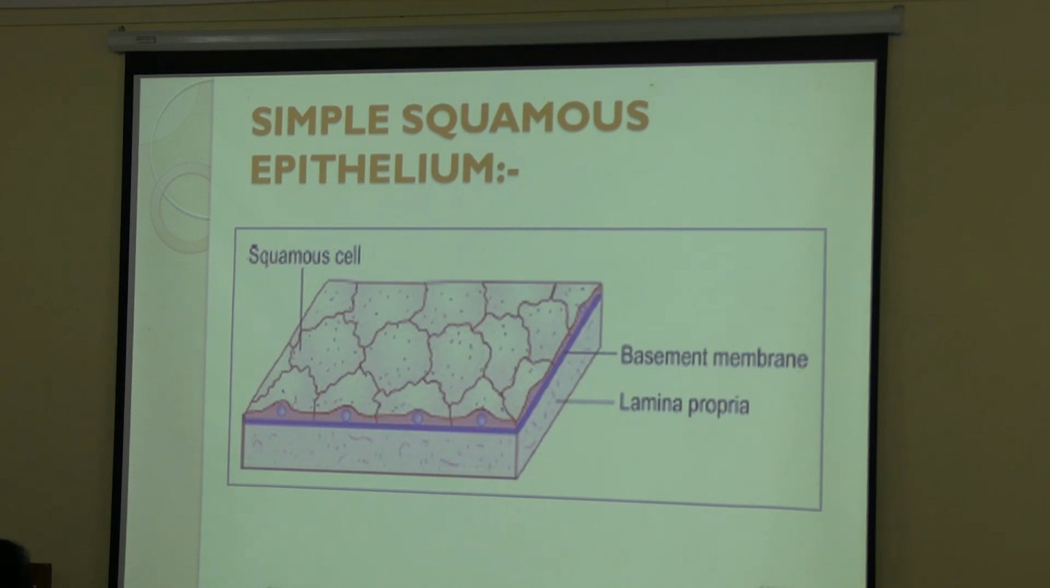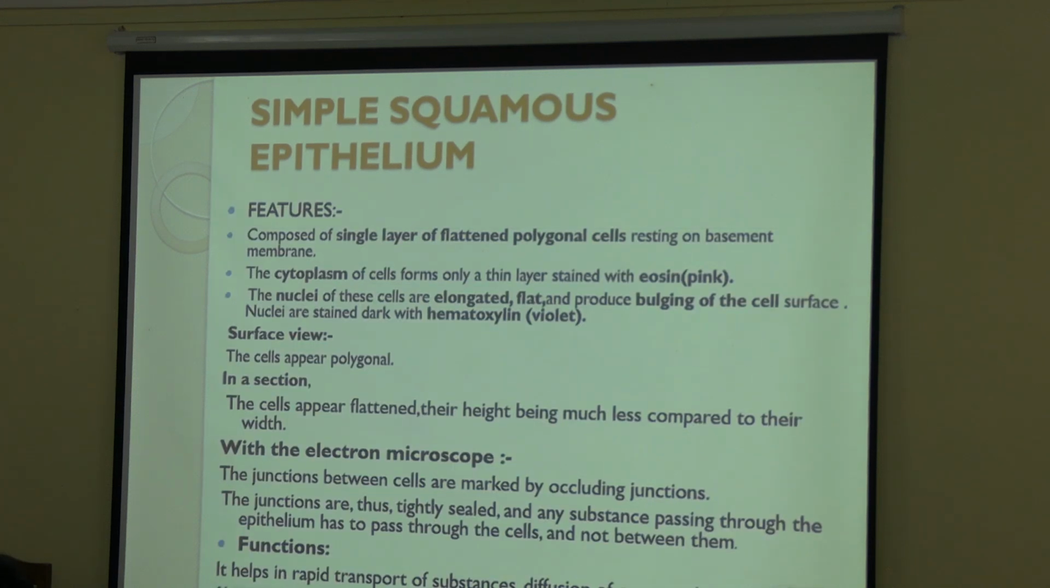As I already told, on the basis of shape, there are squamous, cuboidal and columnar. Today I will teach you about simple squamous and simple cuboidal. So simple squamous, how many layers of cell? Single layer of cell. Squamous means what shape? Flattened shape. Okay, so this is the basement membrane.